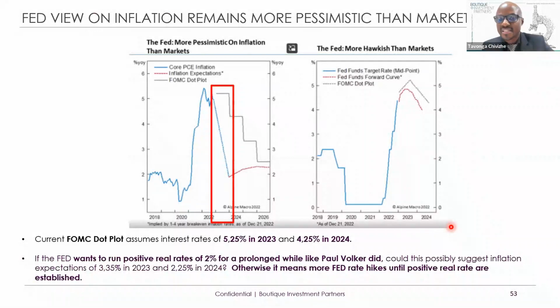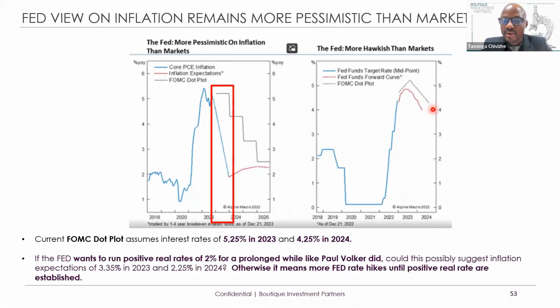If you look at this particular chart, the quick message is really that the Fed is a little bit more pessimistic on inflation than markets. Markets are expecting quite fast disinflation, and the Fed is not. Markets are expecting an early pivot and quick rate cuts. The Fed is expecting a slower pace.